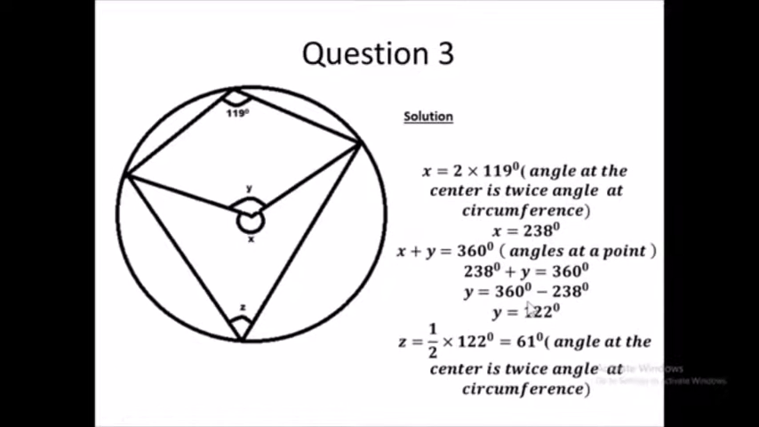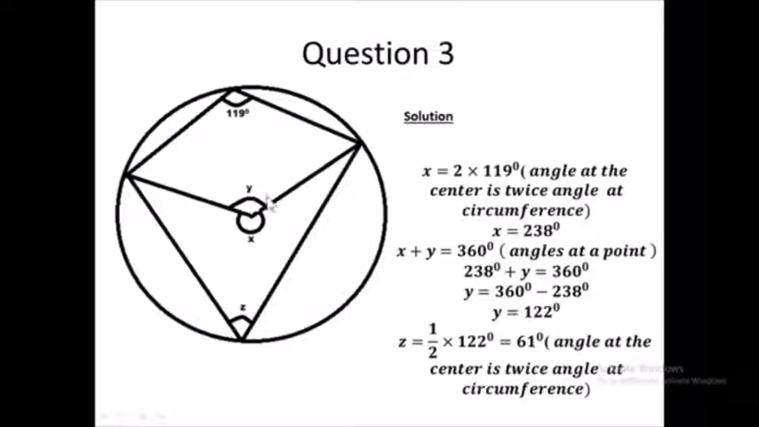The third question we're talking about today is this question you can see on the screen. Here we have three unknowns, x, y, z, and you are given this angle at the circumference as 119 degrees. If I ask which angle you are going to find first, the answer is x, because this angle x is twice the angle at the circumference. So that will give us 238. The reason being the angle at the center is twice the angle at the circumference.